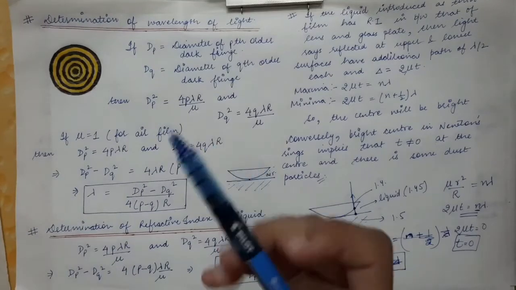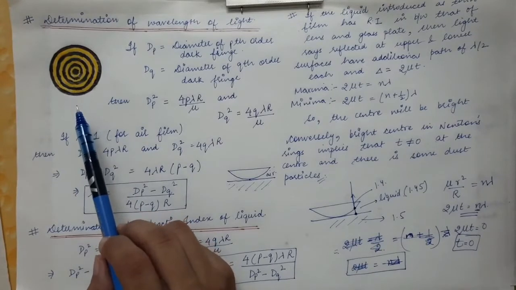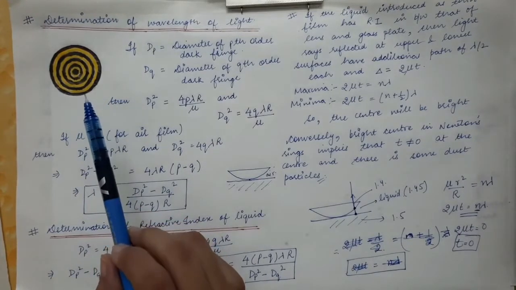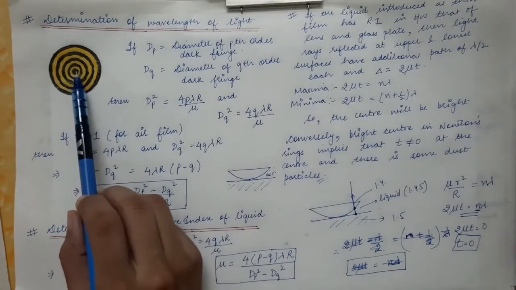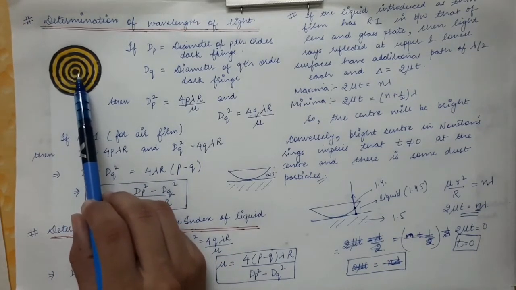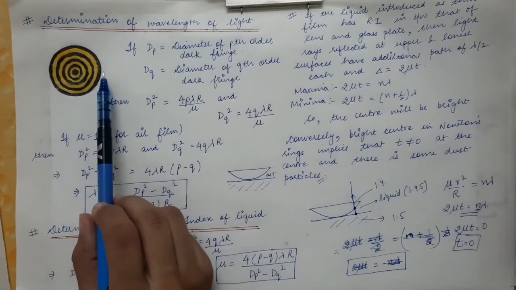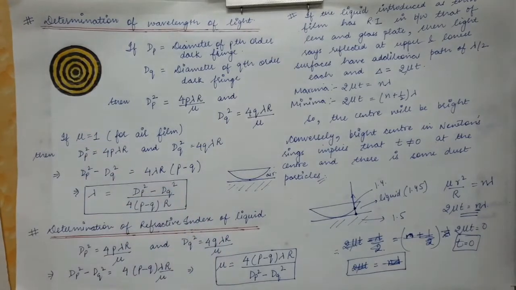Now, the pattern of the fringes obtained in Newton's rings, when the film taken is of air: the central fringe is a dark fringe, then you get your first bright fringe, then the first dark fringe, and so on. These circular fringes are observed with a travelling microscope.